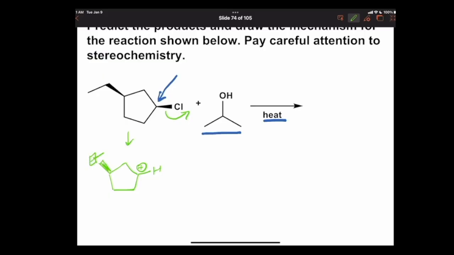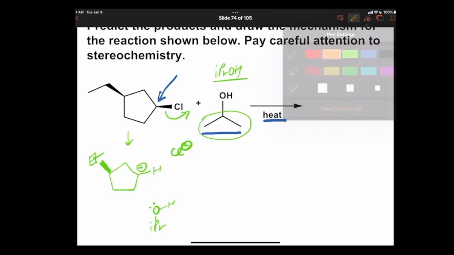There's no change in the stereochemistry here. It's coming along for the ride. Next, I've got my chloride. I have OH isopropyl. That's this guy. This is isopropanol, iPrOH. Remember, that is your isopropyl group. Lone pair is here. It's going to approach either from the bottom or from the top.